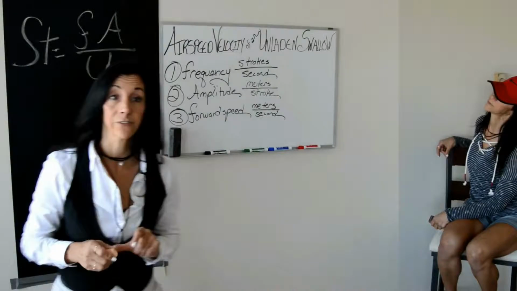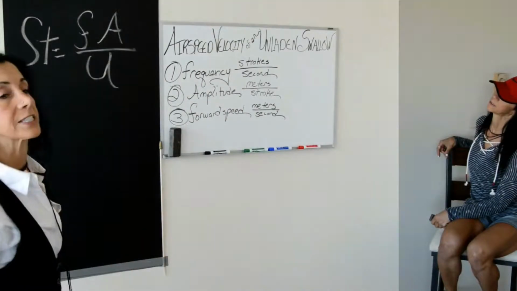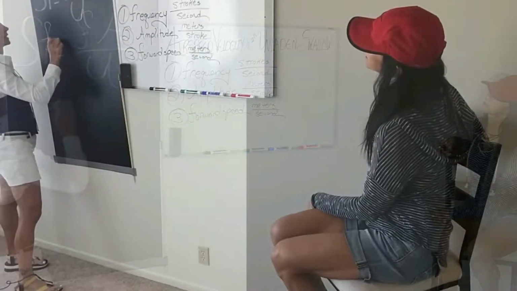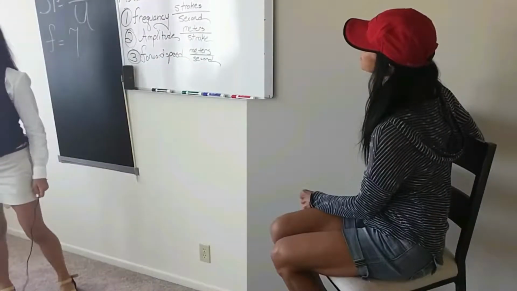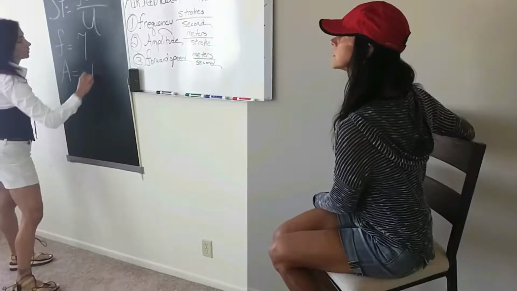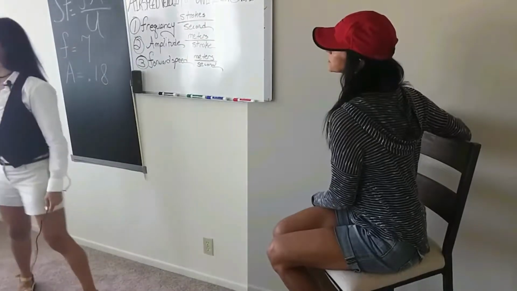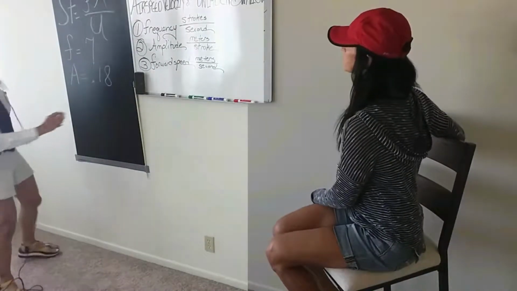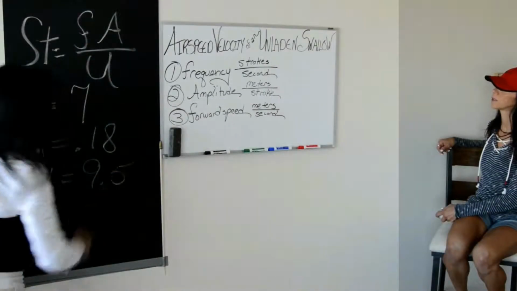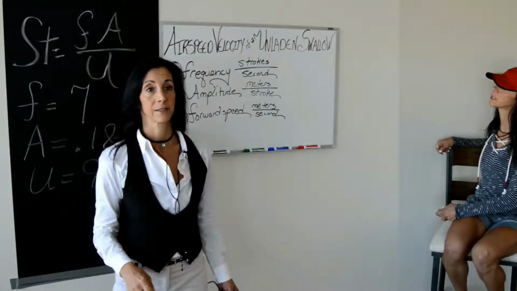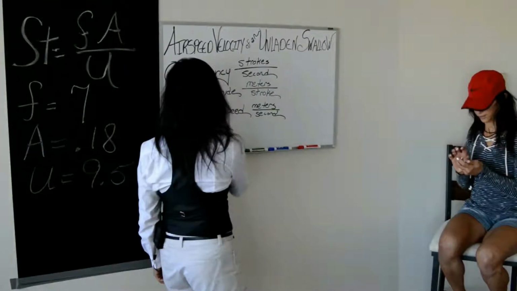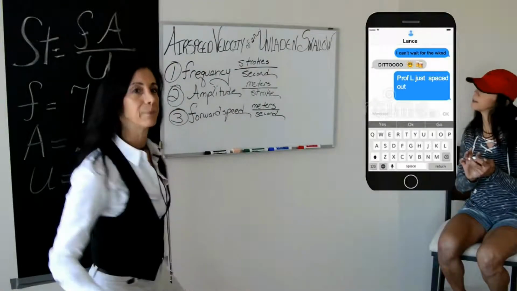Now, for our values. Our research has given us these estimates. For the swallow, the frequency is 7 wing beats per second. The amplitude is 0.18 meters per stroke, with a forward speed of 9.5 meters per second. Well, we've made it to the fun part. Let's plug in our numbers.